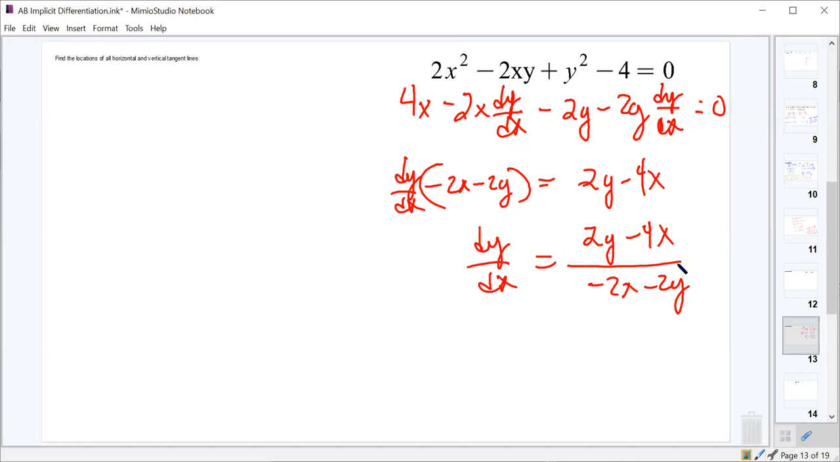I don't particularly like having the negatives in the denominator. I guess that's fine, I'll just leave it. Well, let's divide out the twos. Oh, that should be a plus 2y anyway. I don't know why I have a minus 2y there. Sorry about that. So we can at least divide out.